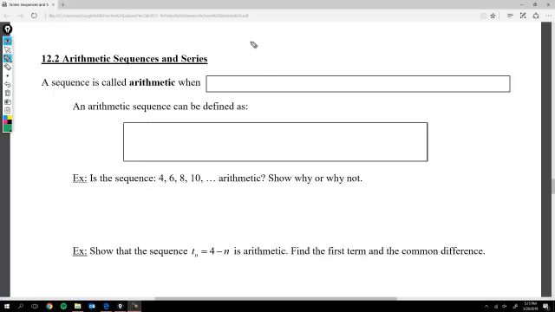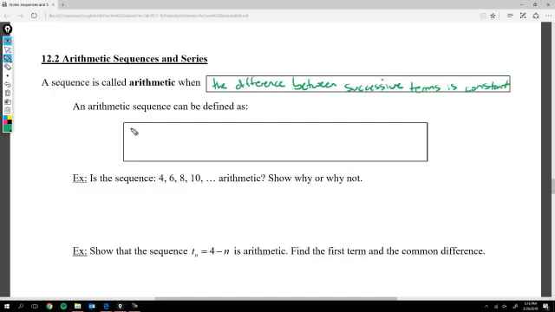Hi everyone, we're talking about arithmetic sequences and series today, and we'll start with a definition. A sequence is called arithmetic when the difference between each term is constant. What I mean by that is I should be able to take any term and subtract the term that came right before it, and I should get the same number every time.